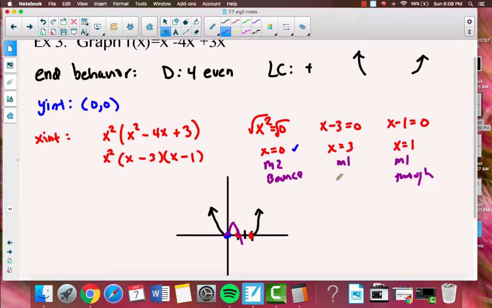And then remember, at x equals 3, it has to go through as well. So I'm going to have to turn my graph and come back through at x equals 3. And then it goes up the rest of the way.